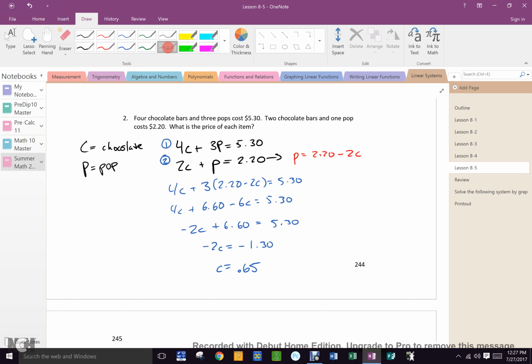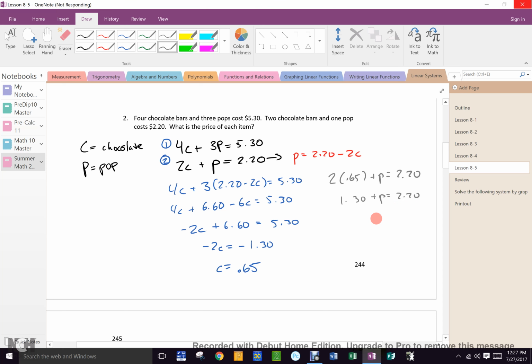So let's solve the last part of it. 2 times 0.65 plus P equals 220. 130 plus P equals 220. P equals 90. And we're done. It's the exact same amount of math you've just done 100 times when you were doing systems.